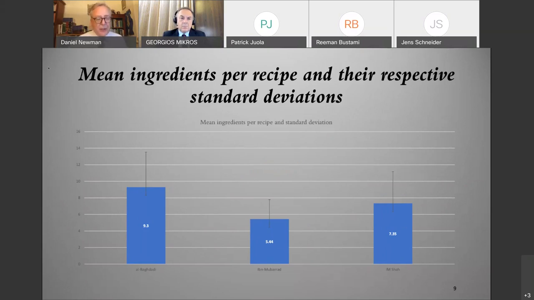In some respects, the historical change referred to earlier goes towards explaining discrepancies in numbers between, on the one hand, al-Baghdadi, the representative of an earlier golden age, and the two 15th century manuals. But still, in terms of the average number of ingredients, this is, for instance, far higher than those in European manuals that would come along a few centuries later.